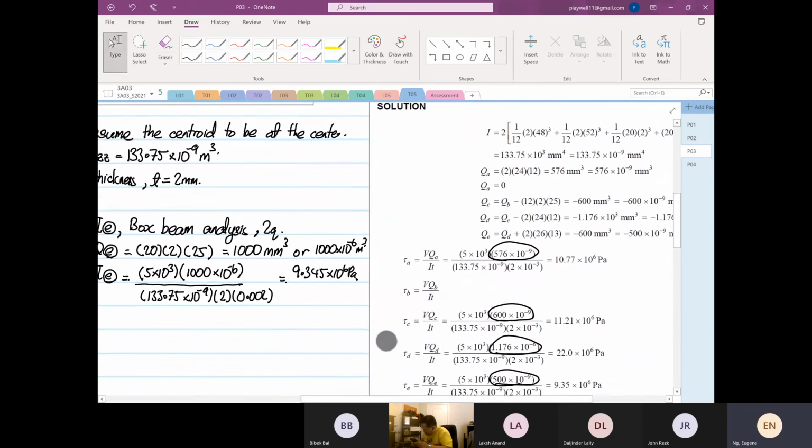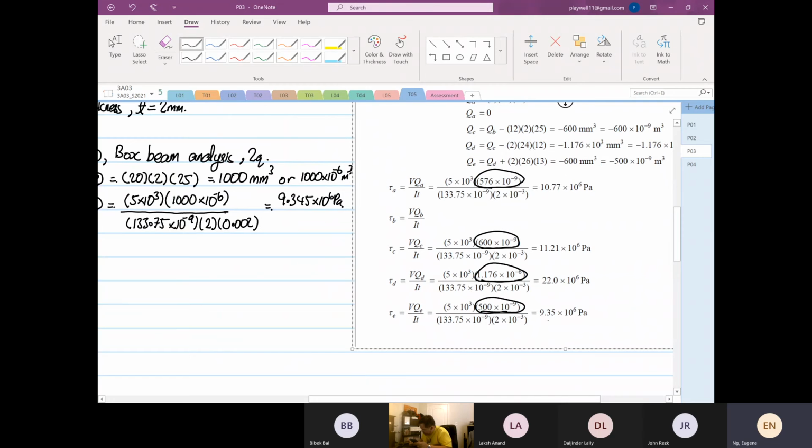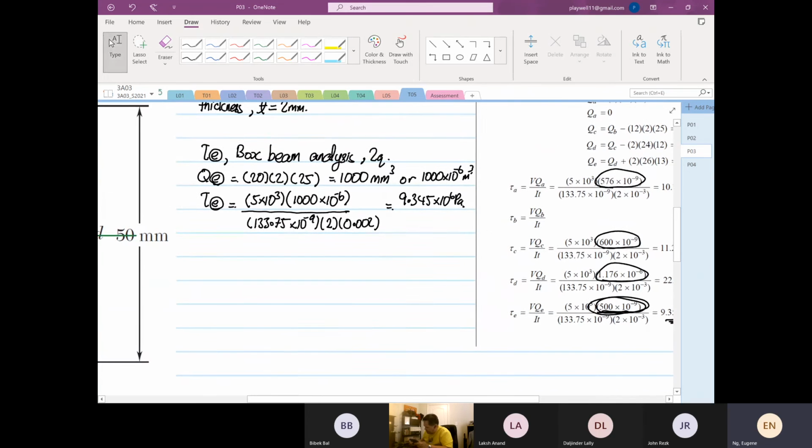Okay, so ours at point E. We start from point E first. It's about the same. They had 500. Don't do what they do. Do what I teach you. So this is 9.35. They got 500 as good as we couple this together. We bring these two together. That's why it's 500. But don't do that. Follow what I teach you.